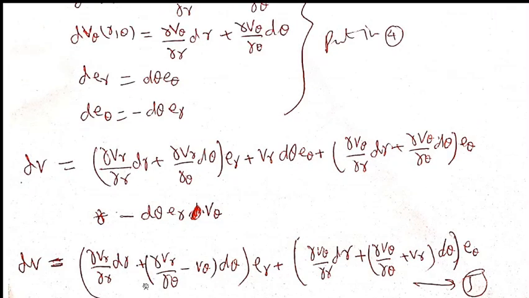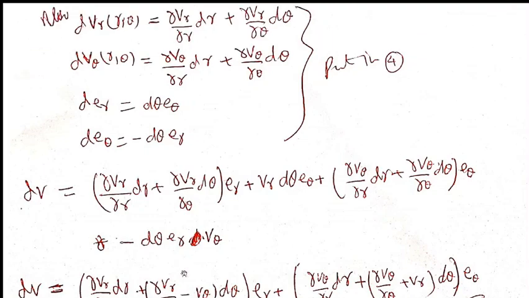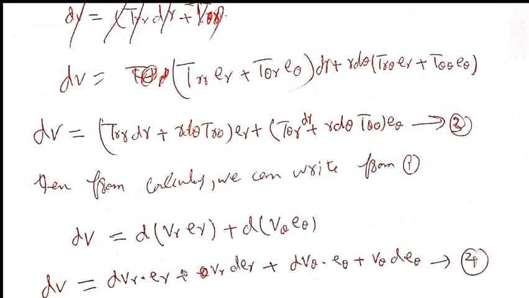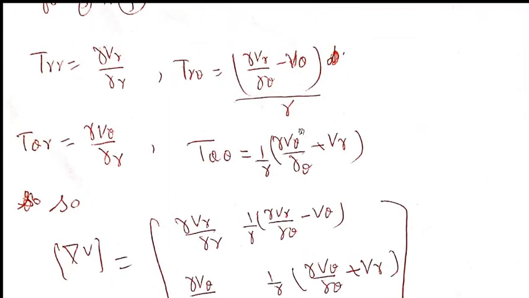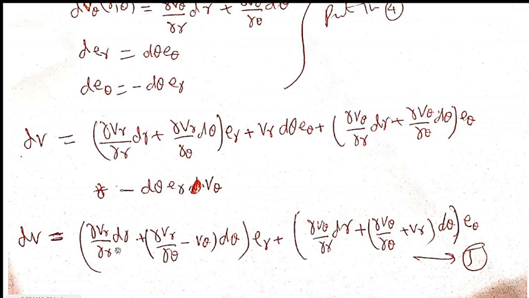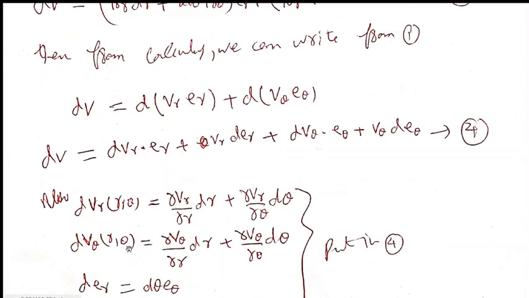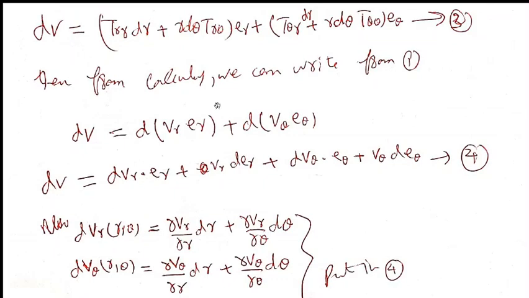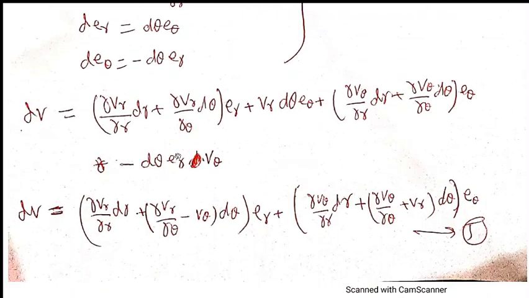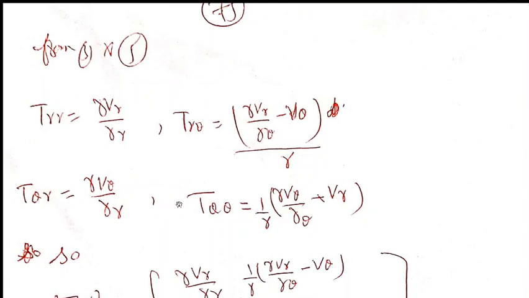Here we have d theta, this will be compared with this r Tr theta, because here the coefficient of d theta is r Tr theta. Similarly from the second term of 3 and 5, Trr equals partial Vr partial r, and Tr theta equals this divided by r. Similarly T theta r and T theta theta.